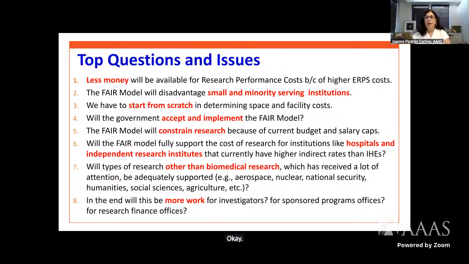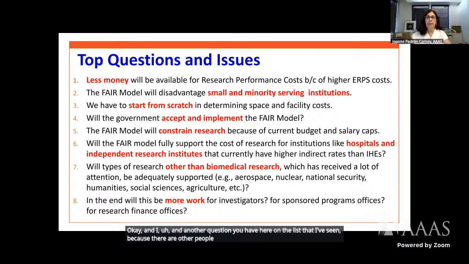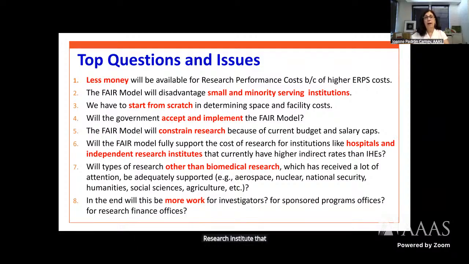Okay, and another question you have here on the list that I've seen, because there are other people that had questions related to calculating costs, like related to clinical trials, for example. So will the FAIR model fully support the cost of research for institutions like hospitals and independent research institutes that currently have higher indirect rates than other institutes?